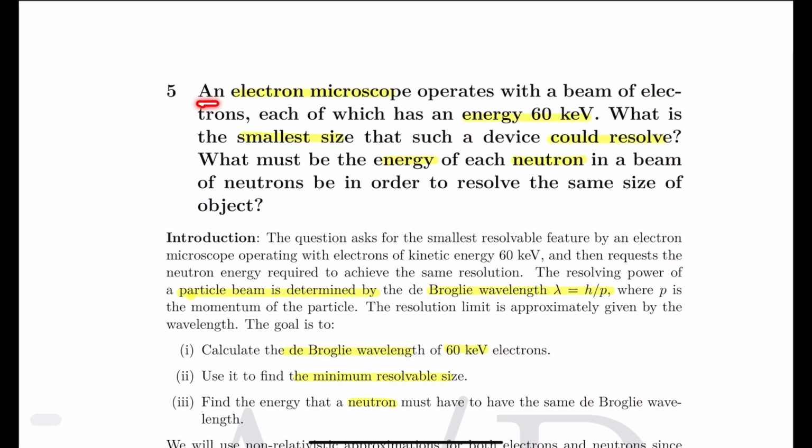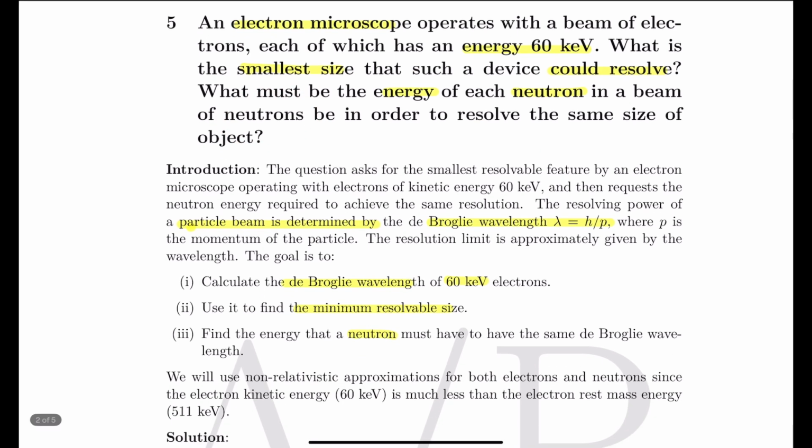Question number 5 says that an electron microscope operates with a beam of electrons, each of which has an energy of 60 kilo electron volt. What is the smallest size that such a device could resolve? What must be the energy of neutrons in a beam of neutrons in order to resolve the same size of object? So this question is asking for the smallest resolvable feature by an electron microscope with a kinetic energy of 60 keV. Then we are required to find, if the same size has to be resolved by the neutron, what its energy should be.